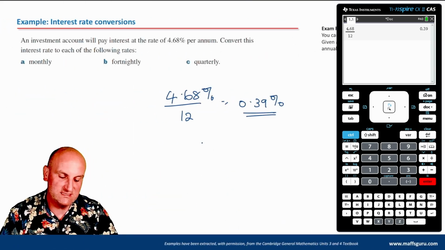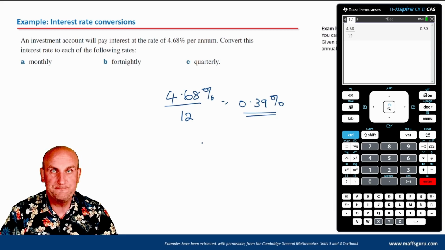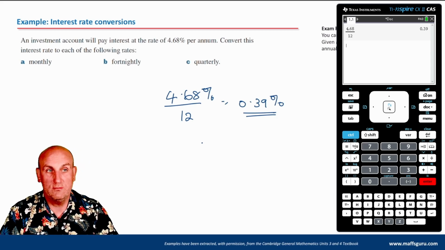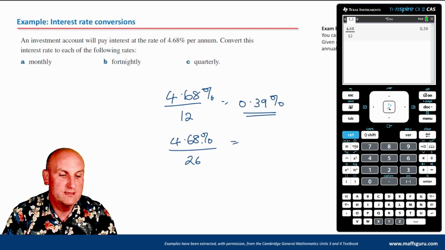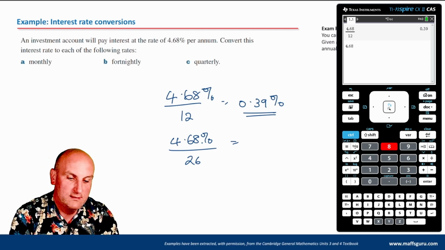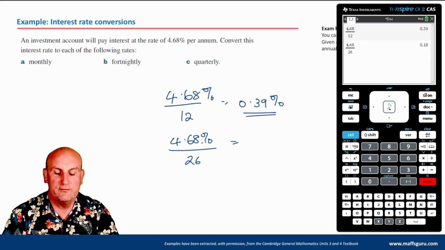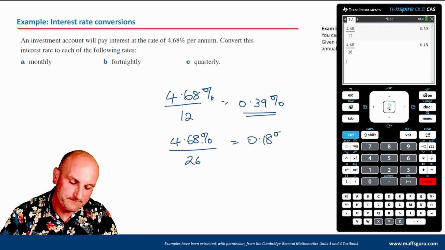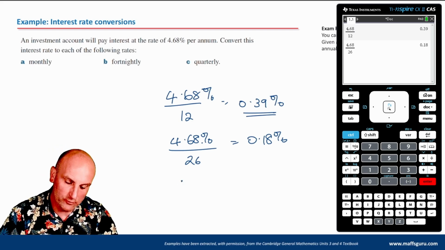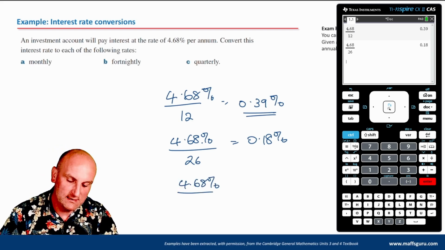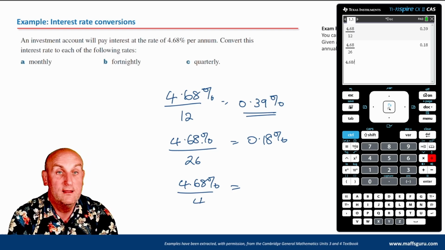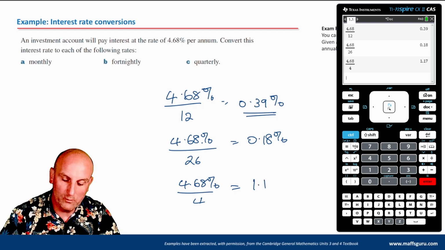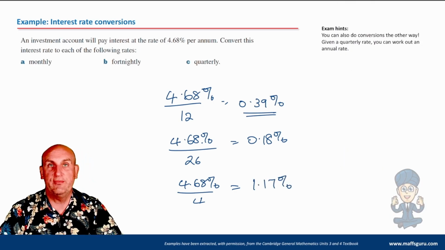I basically thought that I'd split this over 3. So what about fortnightly? Well, how many fortnights are there in a year? Well, there's 26 of them. So in this situation, I would do 4.68% divided by 26. And again, I've got my calculator ready. So 4.68 divided by 26 gives me 0.18%. And quarterly, well, there's 4 quarters in a year. So 4.68% divided by 4 gives me 1.17%. Ka-ching. That is all there is to do it.